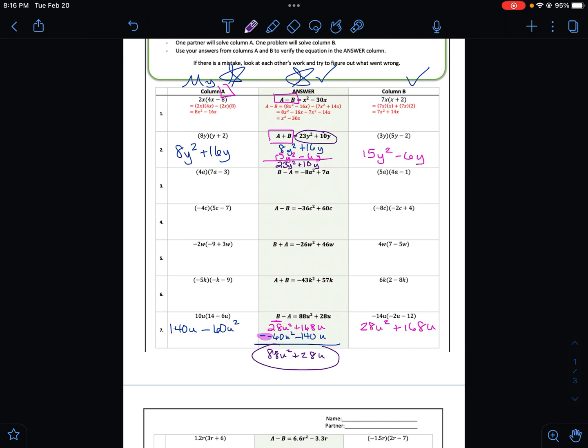Now, you're working it together, which means your page should have only 2 columns filled out. You'll have your column A and the answer column. Your partner, on the other hand, will have the answer column and B. So when you're finished with all of those, then you can turn it in.